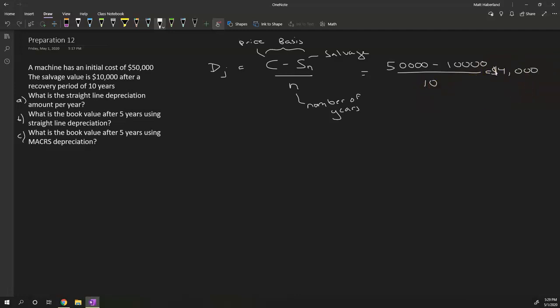By the way, the subscript J refers to the year J. It just happens that the depreciation amount is the same every year. So D1, D2, D3, D4, they're all going to be the same with the straight line method. That's not true for other depreciation methods.